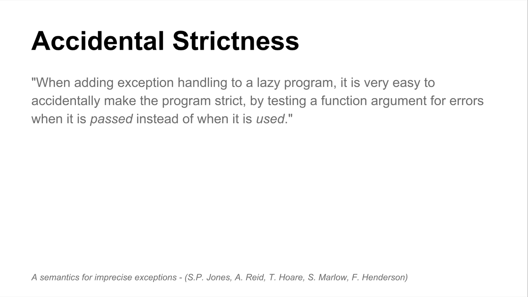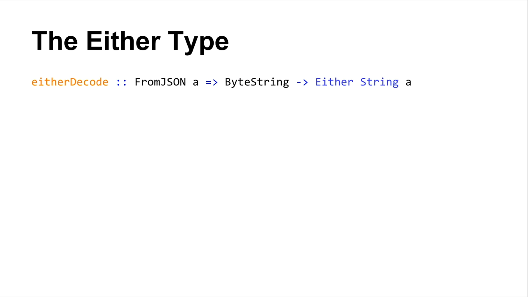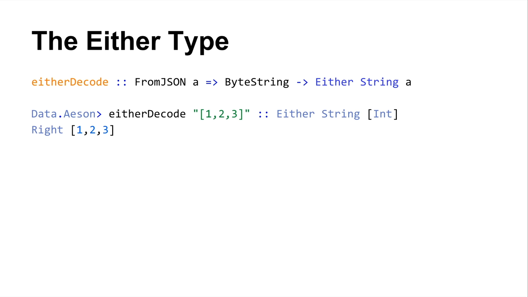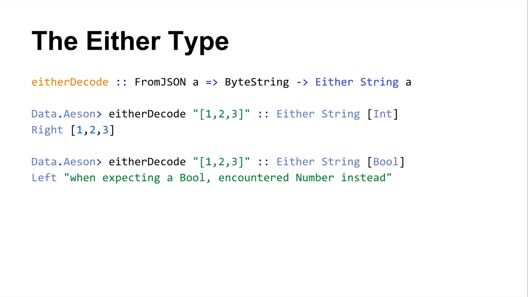They bring up the point that it becomes very easy to accidentally make your lazy Haskell program strict when you use the type that represents failure, the Either type, which you're also familiar with. Either decode is a function in Aeson. It's going to allow us to go from a value of type ByteString to Either String A, where A is a type that instantiates FromJSON. So this allows you to decode a ByteString into some type. For instance, you apply either decode to some string with 1, 2, 3 in there, and you say try to decode this to a list of integers, and you're successful, so you get back the Right constructor with the list 1, 2, 3 as your value.